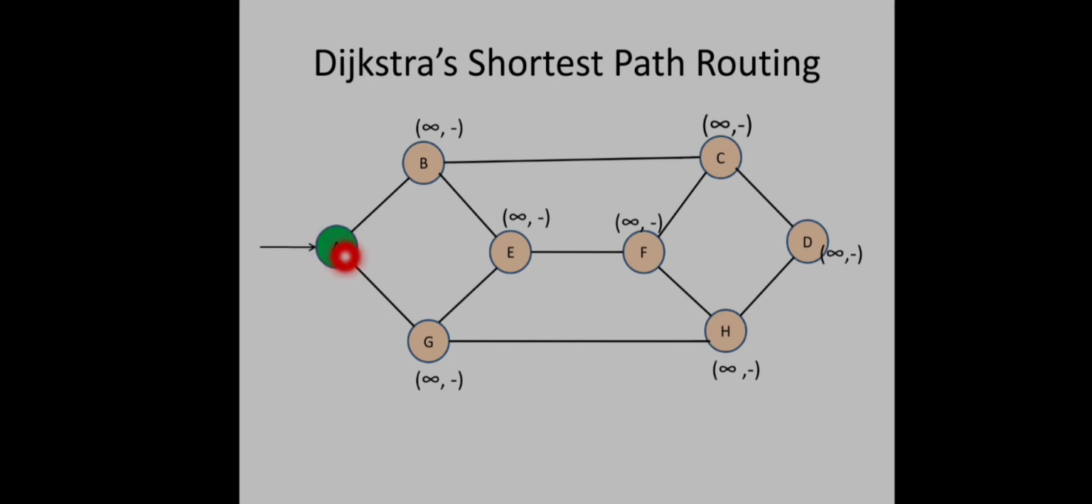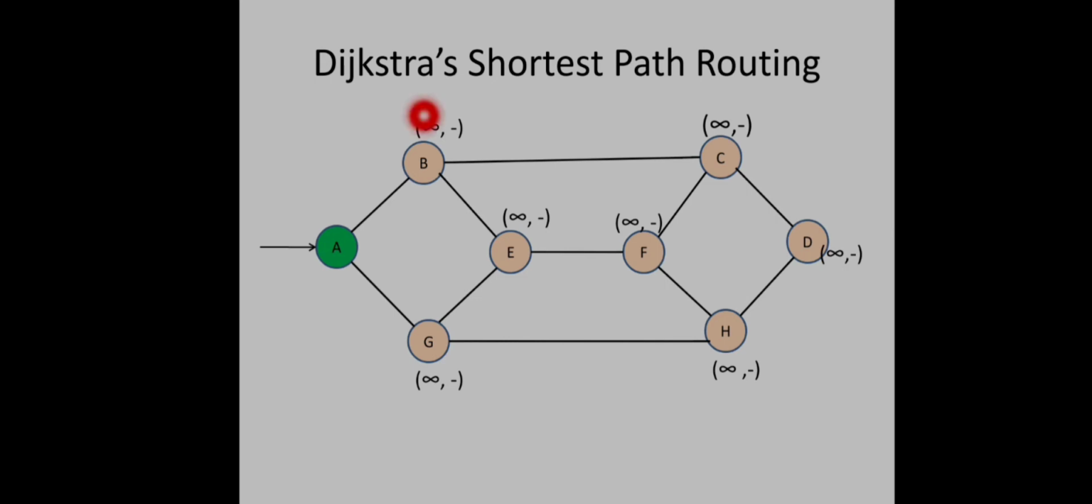From here, we will examine all the adjacent nodes to A. Adjacent nodes means the nodes which are directly connected with a link to this source node. So B and G are the adjacent nodes to A. We will examine these two, and relabel them with the distance from A. Since they are adjacent, we know the distance, right? The weight is given in the input graph itself. So we can relabel those two.